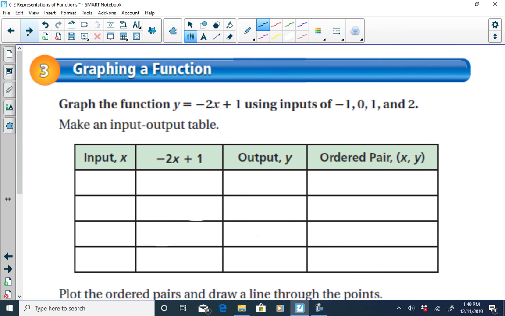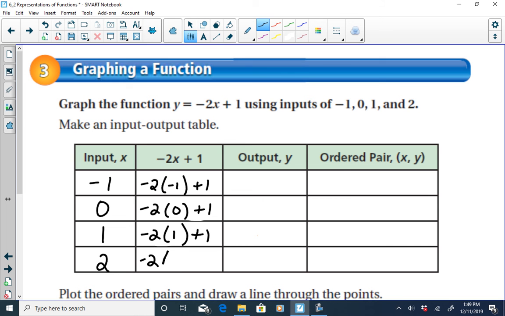All right, we continue. Graph the function y is equal to negative 2 times x plus 1 using inputs of negative 1, 0, 1, and 2. So our inputs are going to be negative 1, 0, 1, and 2. In our table, this is going to be negative 2 times negative 1 plus 1, negative 2 times 0 plus 1, negative 2 times 1 plus 1, and negative 2 times 2 plus 1. We evaluate the function for the output.